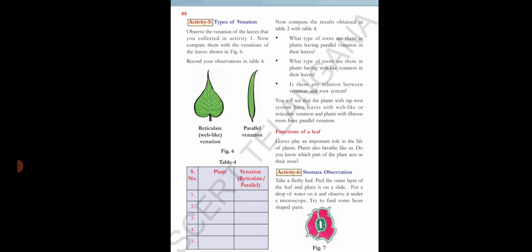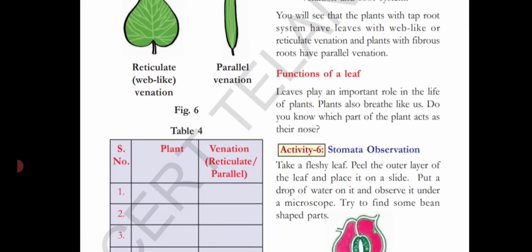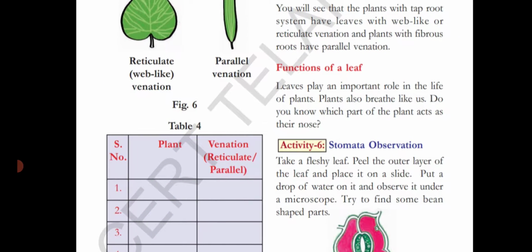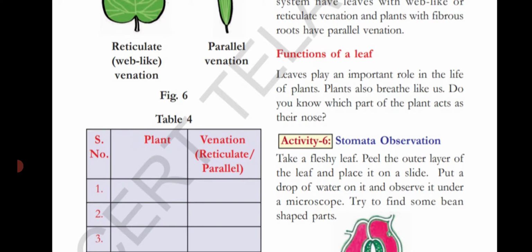Now today we are going with the functions of leaf. We go with activity 6 of page number 88. We continue our lesson plants. So functions of a leaf. Leaves play an important role in life of plants, isn't it children? Plants also breathe like us. Do you know which part of the plant acts as their nose? Yes, even plants also have nose.